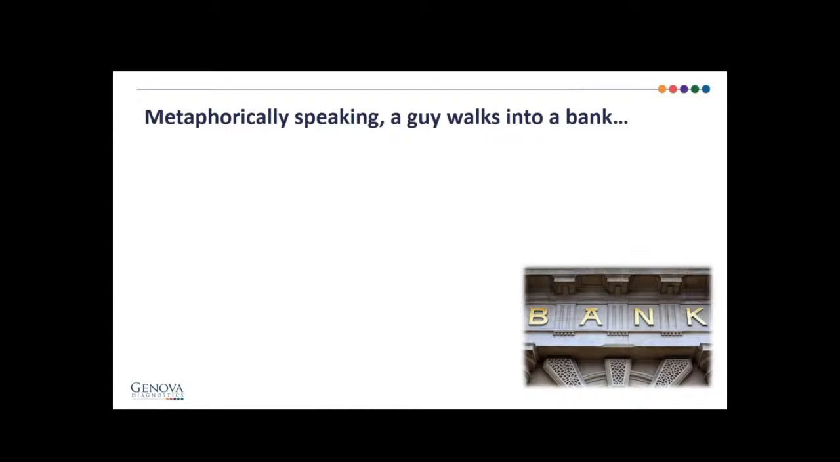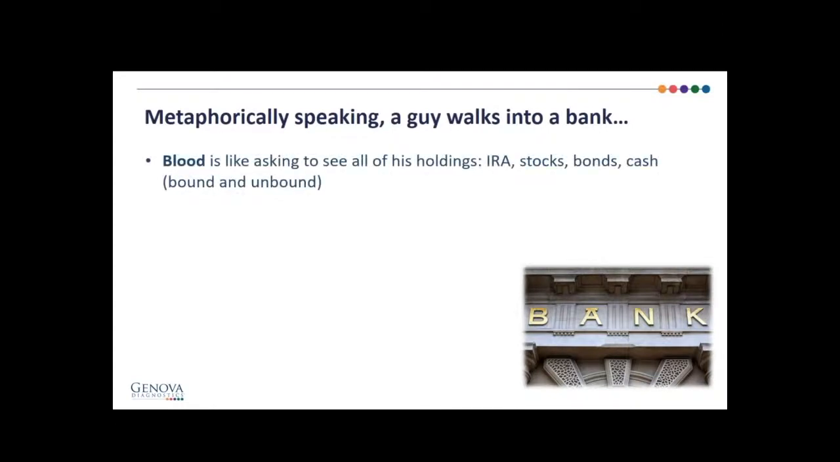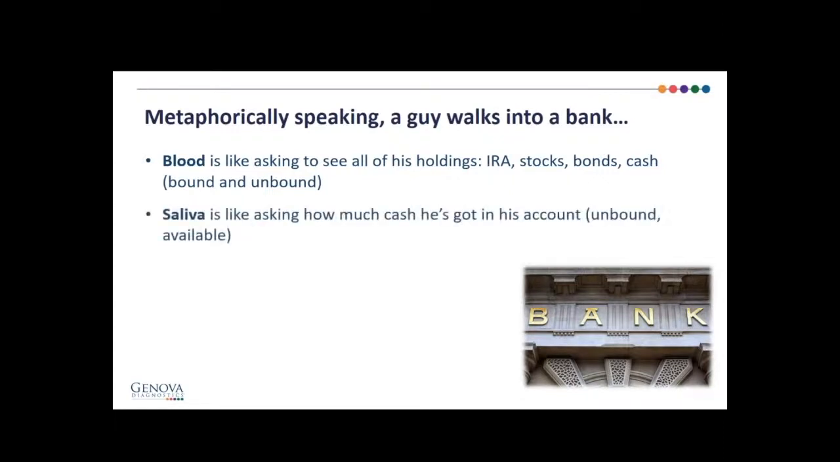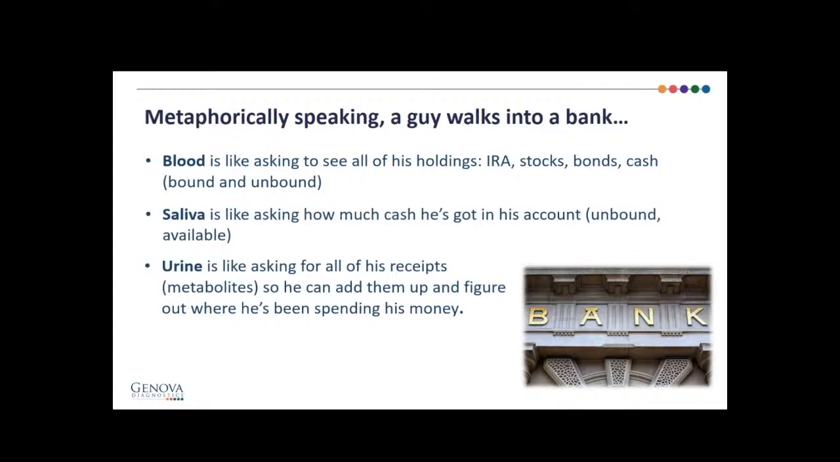And here's a metaphor. Metaphorically speaking, a guy walks into a bank. Blood is like asking to see all of his holdings, his IRAs, his stocks, his bonds, his cash, the bound and unbound levels. Saliva is like asking how much cash he's got in his account. What's unbound? What's available now? Urine is like asking for all of his receipts, the metabolites, so he can add them up and figure out where he's been spending his money. And that's why with urine, always think about the metabolites because they allow for greater understanding of estrogen detoxification. So when detoxification, when risk is my primary concern, I'm going to want to get a look at those urine metabolites.